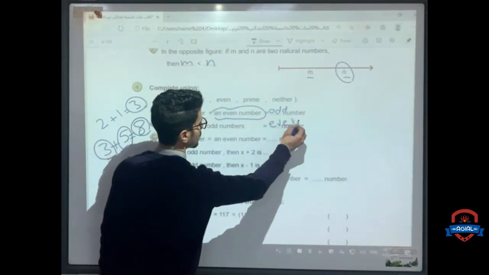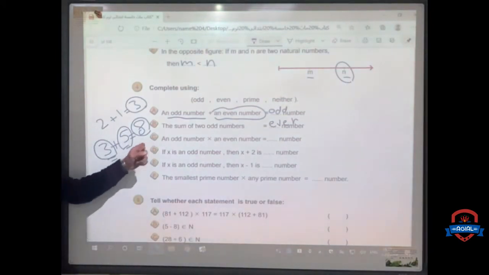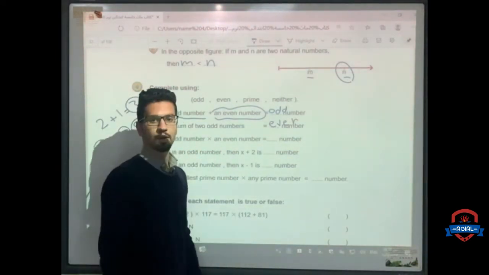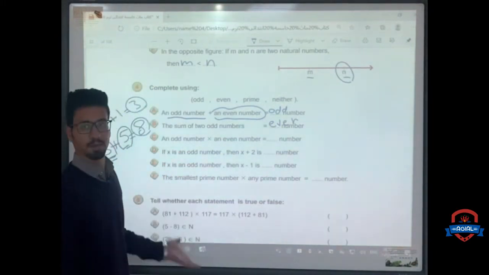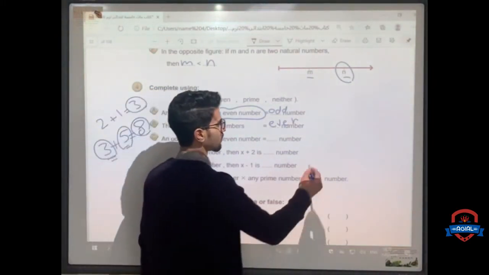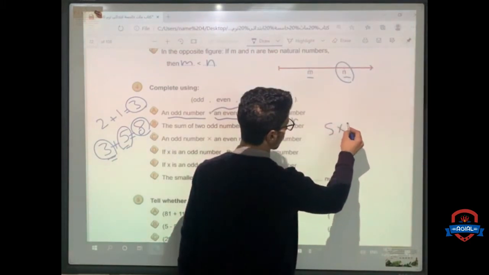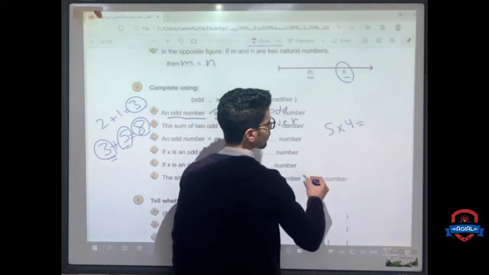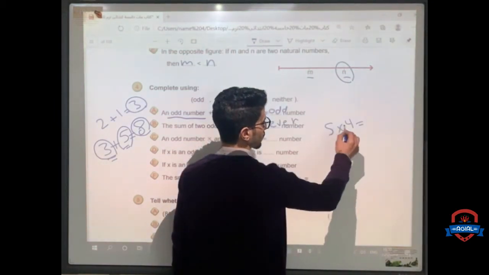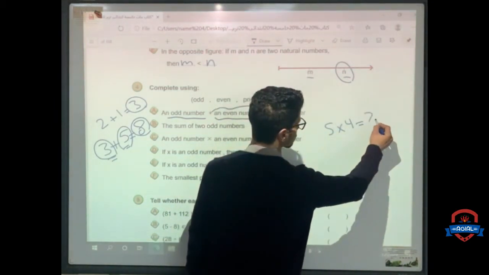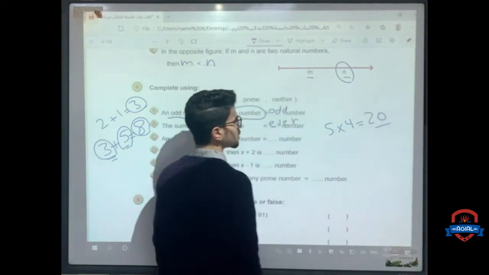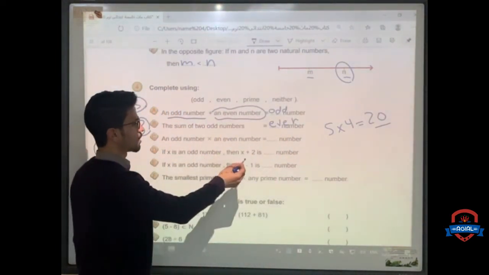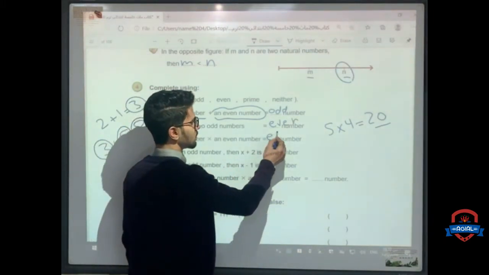Okay, and letter C, an odd number times an even number equals. So let's check the same way. If we have, for example, 5 times 4, 5 is an odd number and 4 is an even number. So let's try to find the product. 5 times 4 equals 20 and 20 is an even number, so the product of an odd number and an even number will be an even number.